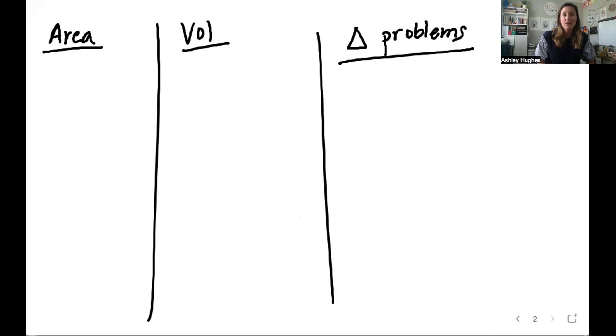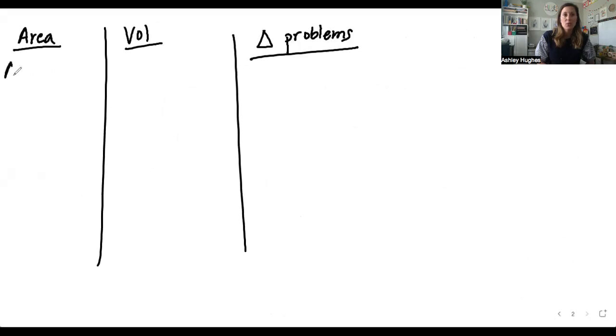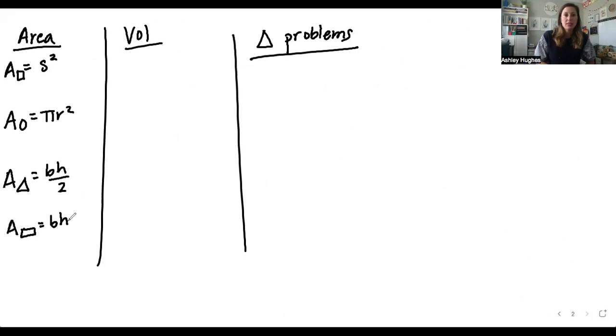So with area problems, if I'm finding the area of a square, the area of a square is side squared. If I find the area of a circle, that is pi r squared. If I find the area of a triangle, that is base times height divided by 2. The area of a rectangle is base times height.